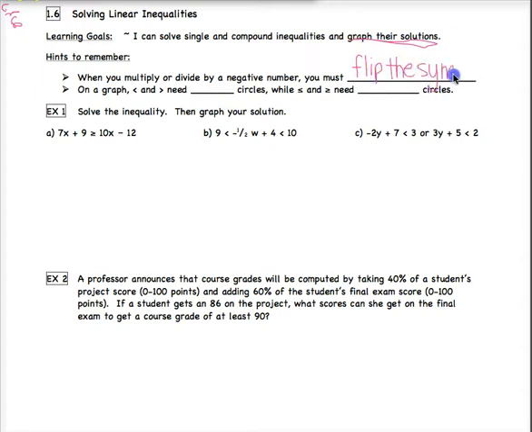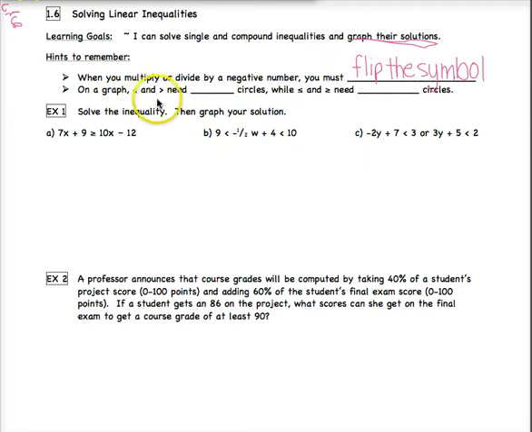So if it started out as a less than sign and you divide by a negative, you have to change it to a greater than sign. So remember to flip the symbol when you multiply or divide by a negative number. The other reminder is for how to graph. Once you have the solution, so let's say you have x is greater than 5, you have to put that solution on a number line in addition to listing it algebraically.